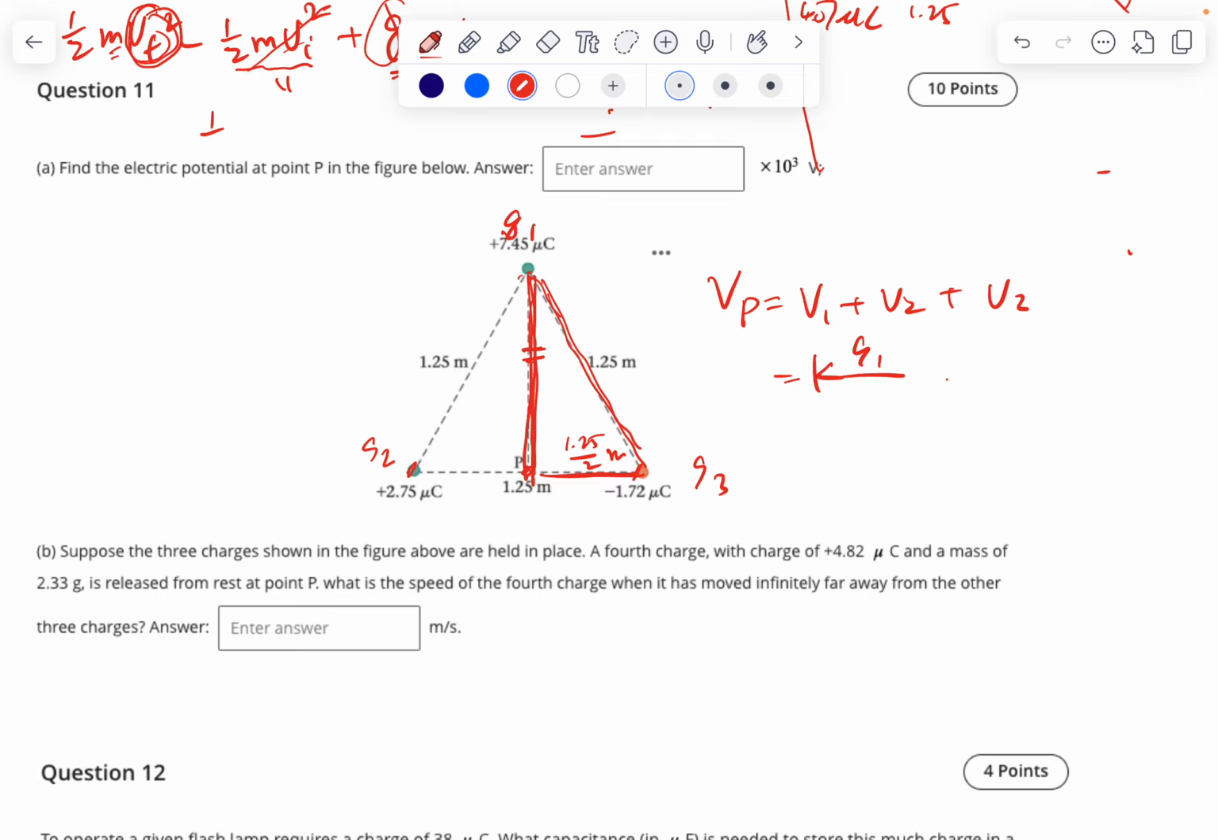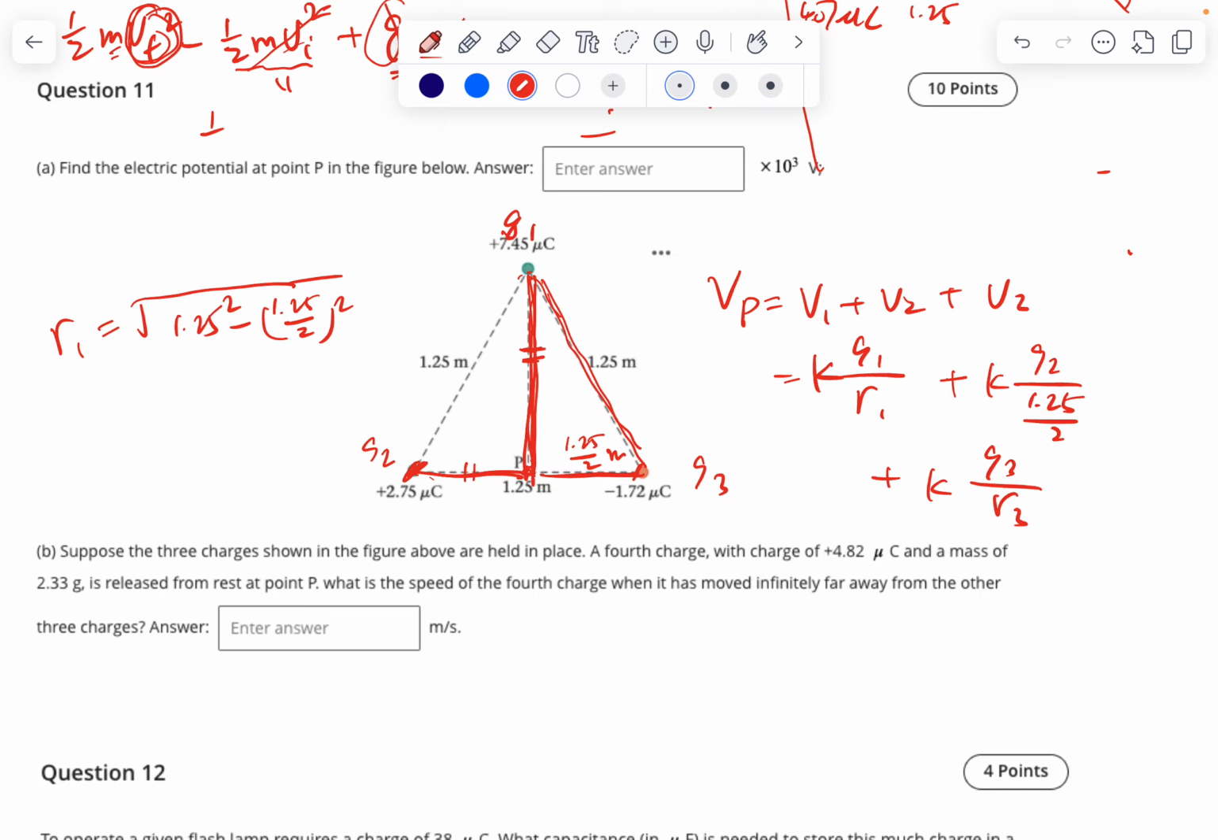And this length, it's a right triangle, so it equals the square root of 1.25 squared minus (1.25 divided by 2) squared. We call this R1. Plus K Q2 over R2, where R2 is half of this side, 1.25 divided by 2. And then plus K Q3 over R3.